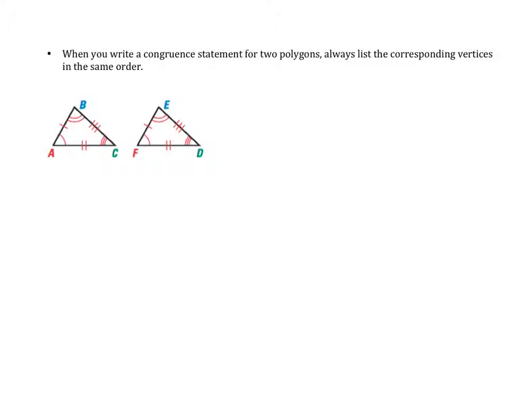When you write a congruent statement for two polygons, always list the corresponding vertices in the same order. So for example, if I start with triangle ABC, notice in our diagram that angle A is the same as angle F, angle B is the same as angle E, and angle C is the same as angle D. So when I write this, if I write it as ABC, I have to write it in corresponding order, FED. So I would have to label it just like this. Don't worry about alphabetical order. You have to worry about listing it in corresponding order as the angles are congruent.